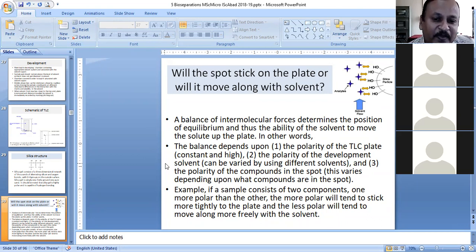Even water is a polar solvent, so I can increase or decrease the amount of water. I can increase or decrease the amount of, say, hexane. Hexane is a non-polar solvent. So by altering the relative concentrations or relative amounts of the different solvents, I should be able to come across a certain solvent system which will give me the best results.